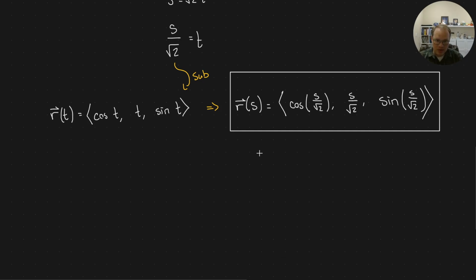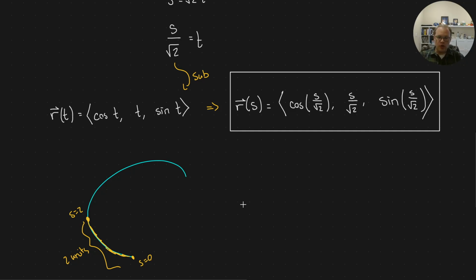Notice what it tells us. It makes it real easy. If I plug in a value of s, it tells us the point that I would be at on the curve after traveling that distance. So if you plug in 2, then cosine of 2 over root 2, sine of 2 over root 2, that is the point you would be at on the curve after traveling 2 units. Okay, so this would be s equals 0. This point at s equals 2 is the point you would be at after traveling 2 units, an arc length of 2 units.